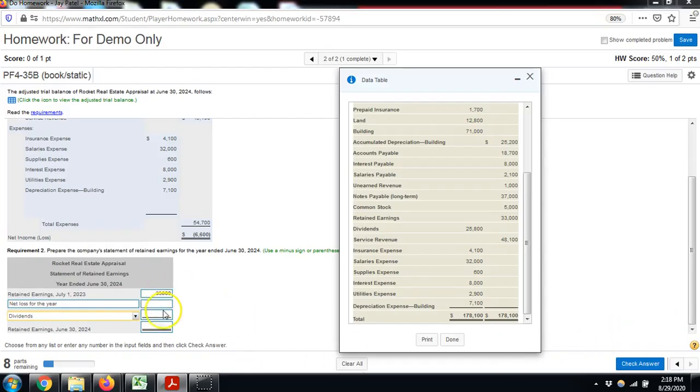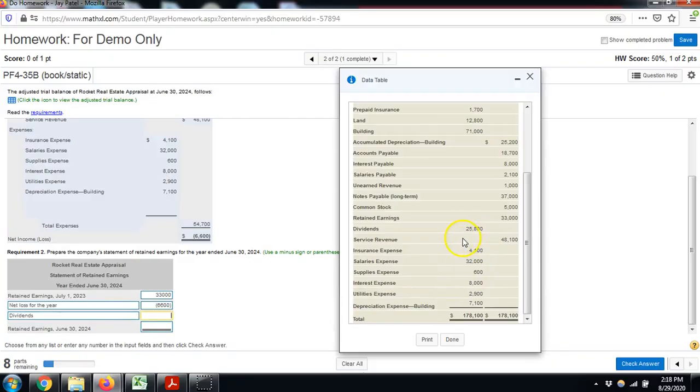So we get our net loss again from the income statement here, and our dividends are also taken from the unadjusted trial balance. And so when we do the math, we see that our ending retained earnings balance is just $600.